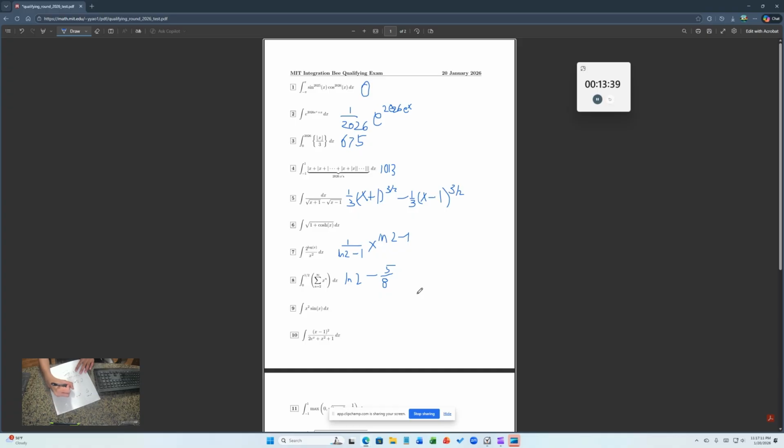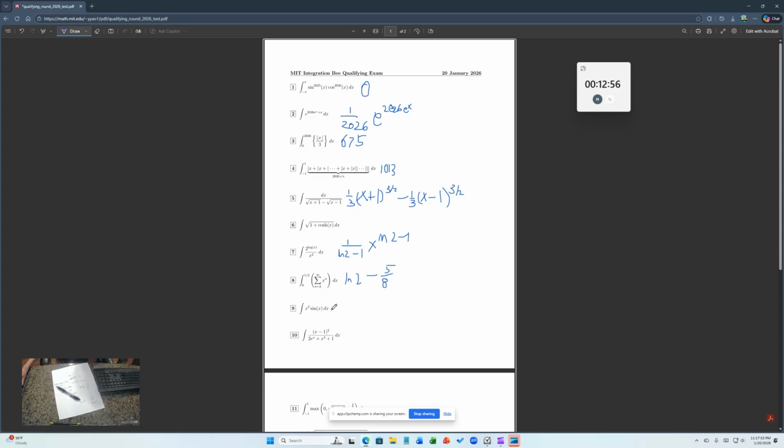Okay, so problem number 9. We have the integral of x squared sine x dx. I think we just integrate by parts here. Yeah, it's just repeated integration by parts. So we let u equals x squared, v equals negative cosine x, and we get negative x squared cosine x plus 2 times the integral of x cosine x dx. Then we just do it again. u equals x, v equals sine x, so negative x squared cosine x plus 2x sine x minus 2 times the integral of sine x, which is just plus 2 cosine x.